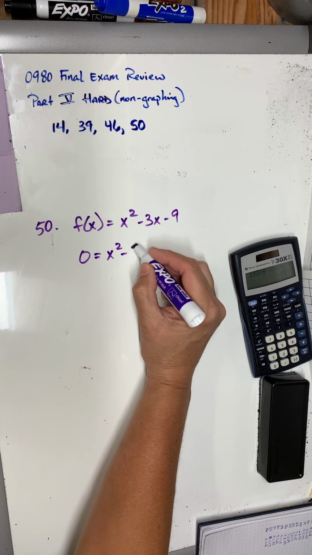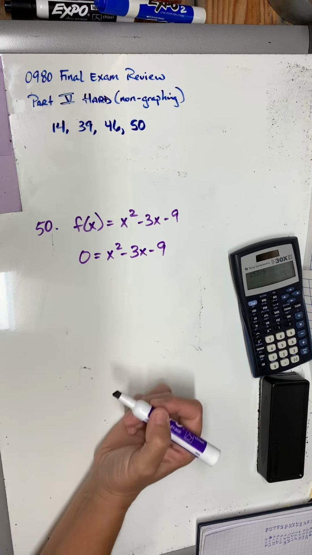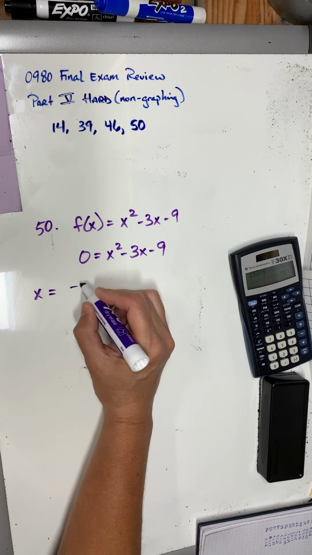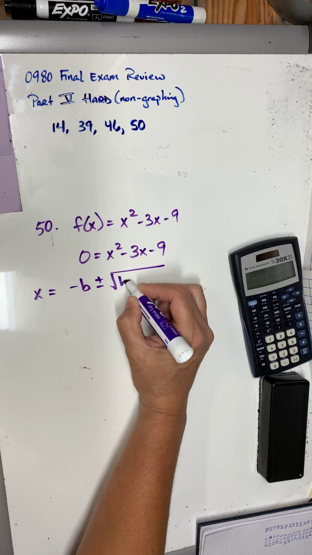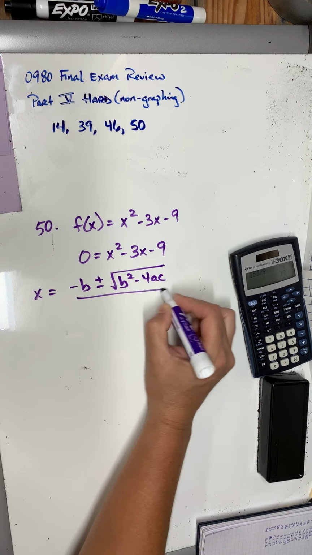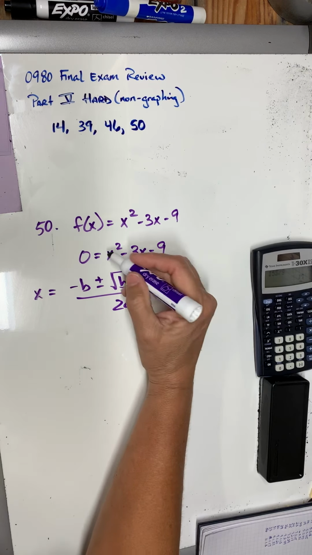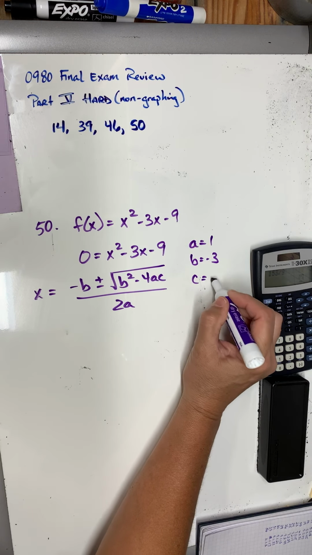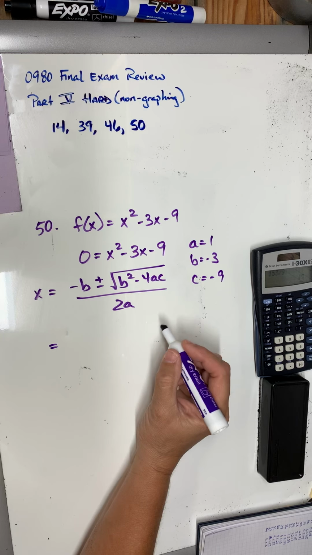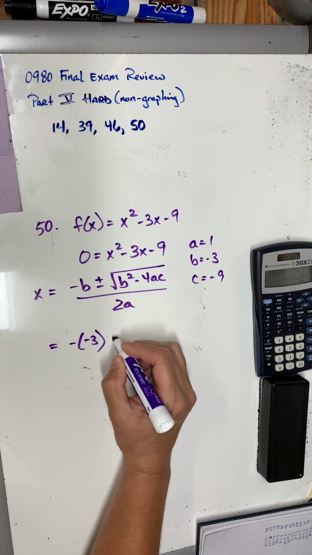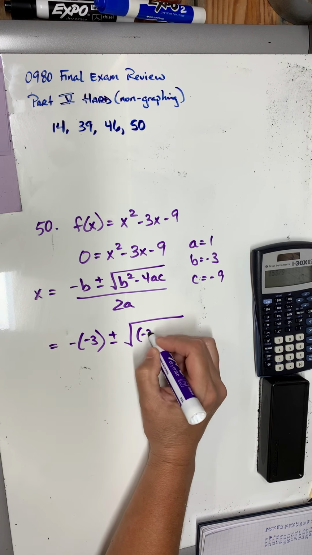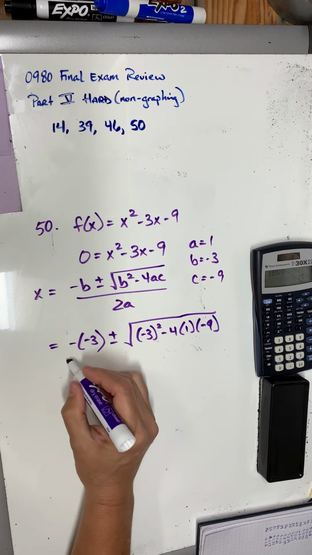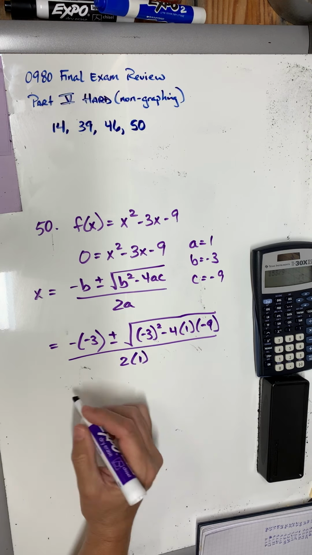So all that did was bring me back to the proper format for the quadratic formula. So what's the quadratic formula? Negative b plus or minus the square root b squared minus 4ac all over 2a. What's my a? My a is 1. My b is negative 3. My c is negative 9. So I get negative 3 plus or minus square root negative 3 squared minus 4 times 1 times negative 9 all over 2 times 1.